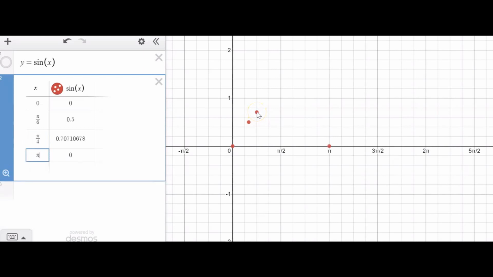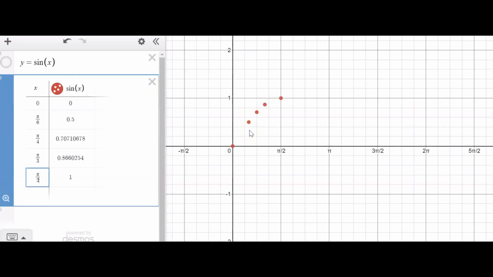The next one is going to be at pi over 3, and we know that that is square root of 3 over 2, or 0.866. You can see right here it's 0.866, right? So here's pi over 3, and 0.866 is much closer to 1. Now we know the last one at pi over 2 is going to be equal to 1, and there we go. So now we have pi over 2 at 1.